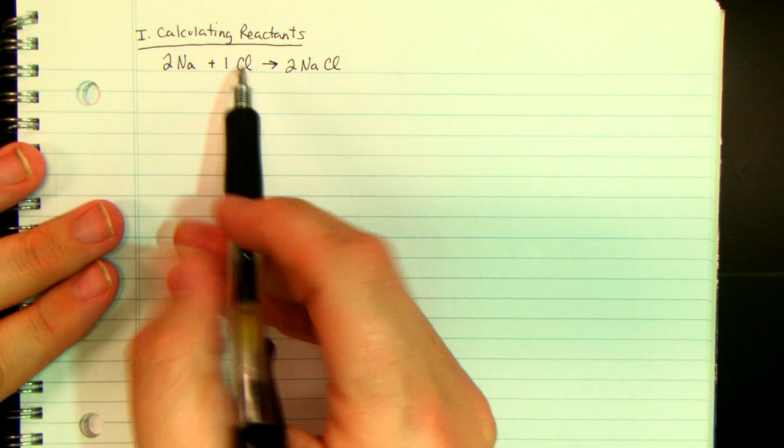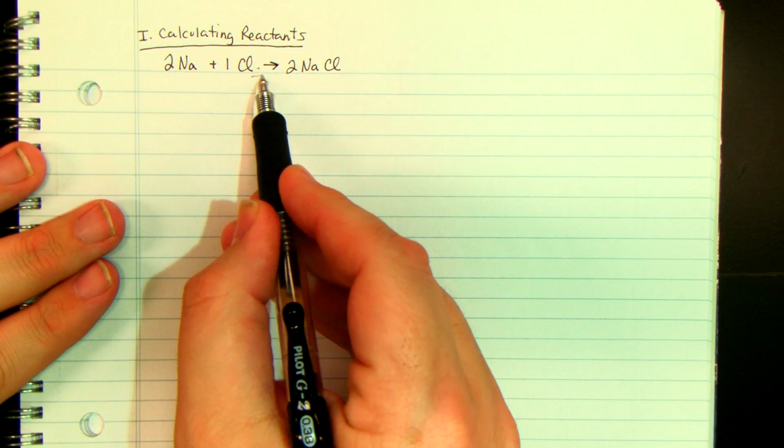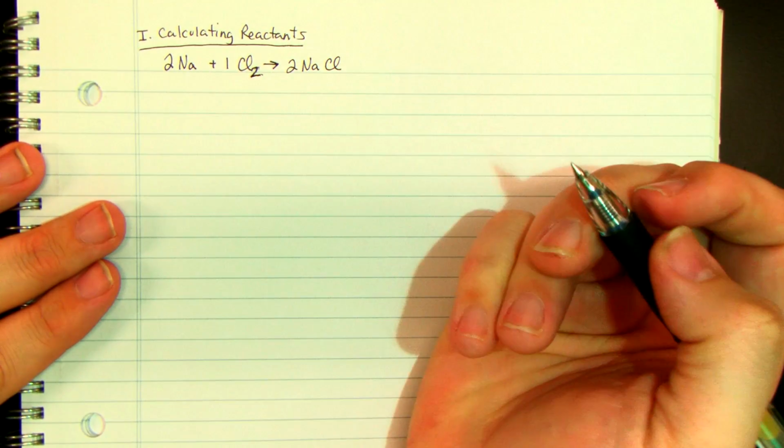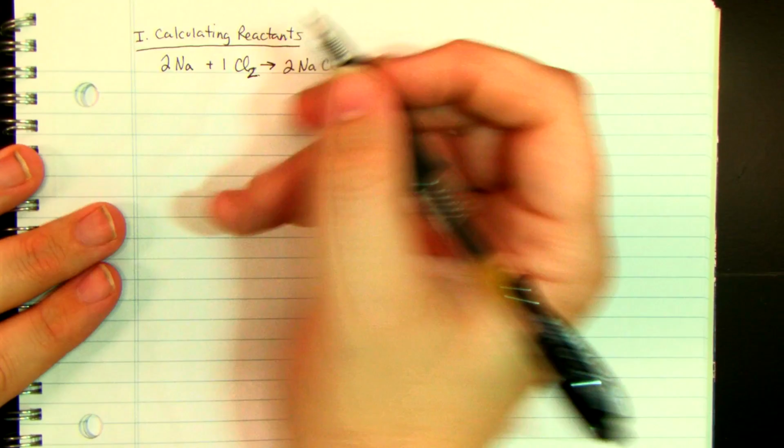I'll show you, and we're going to go through all the different types of processes that you can use the stoichiometry information with. And we have the equation, 2 sodiums plus 1 chlorine is going to give us 2 sodium chlorides. Now, here's the question.